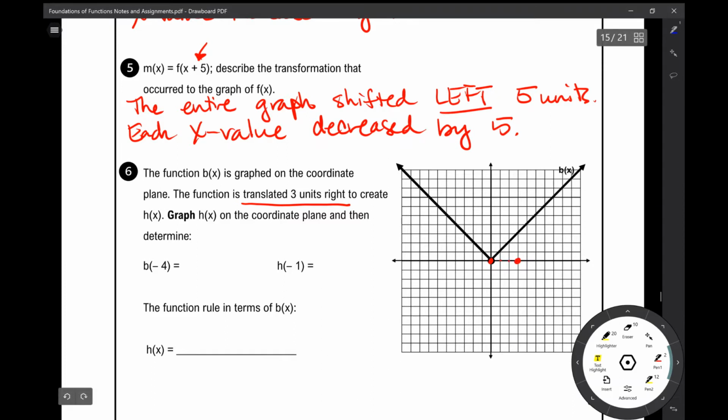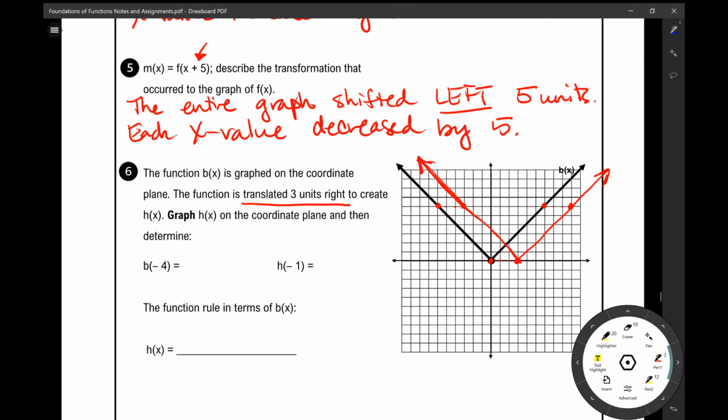Now I know with translations, the entire graph is going to shift. So if you want, you could draw a line that's perfectly parallel to this other one, or you can just pick a point like this one right here and move it to the right 3 units and then connect those two points, because it's going to affect every point on that graph the same. And you can do the same for this part of the graph over here on the left side of the y-axis. I can take a point like this one and I can move it to the right 3 units and then I can connect those and draw it as perfectly straight as I can on my computer.